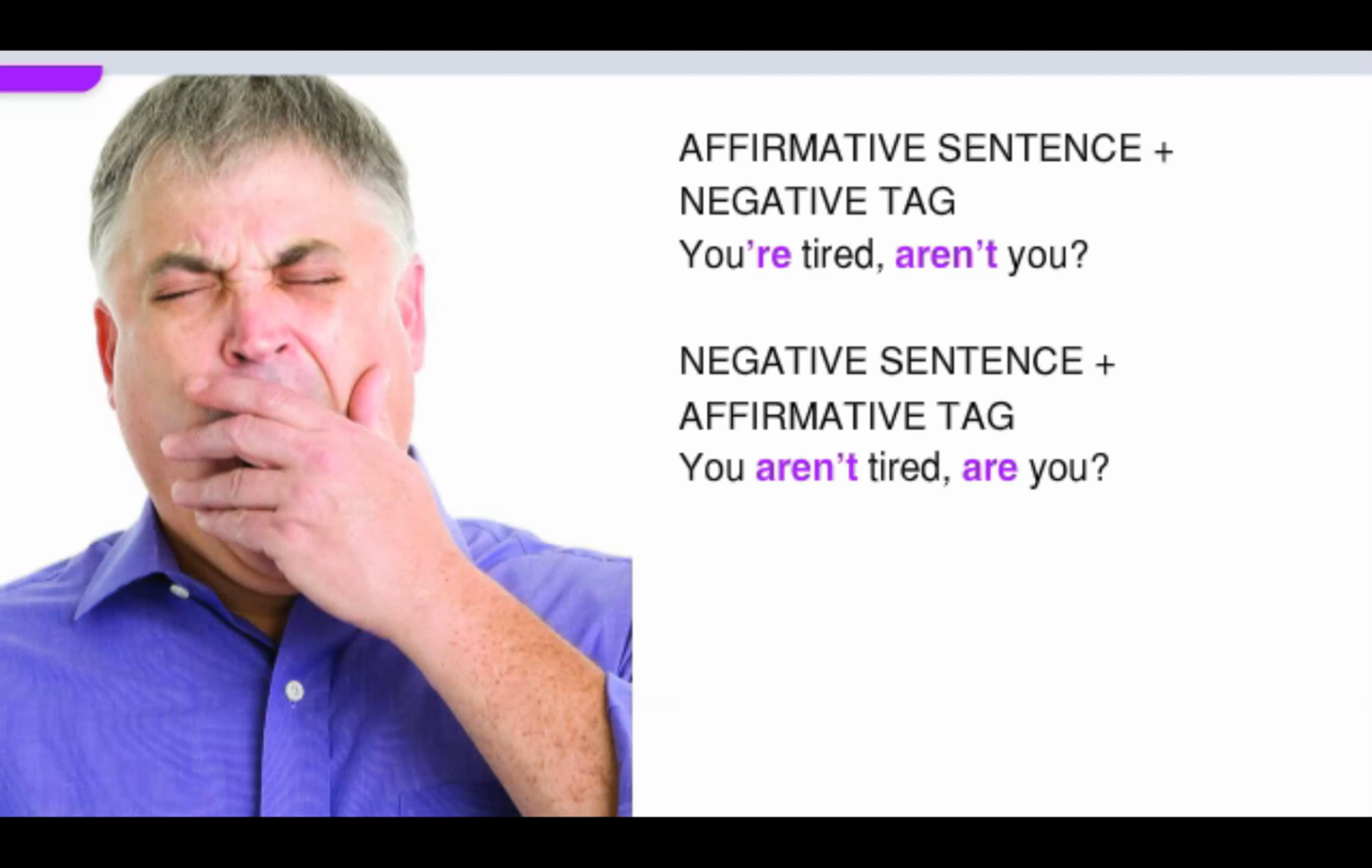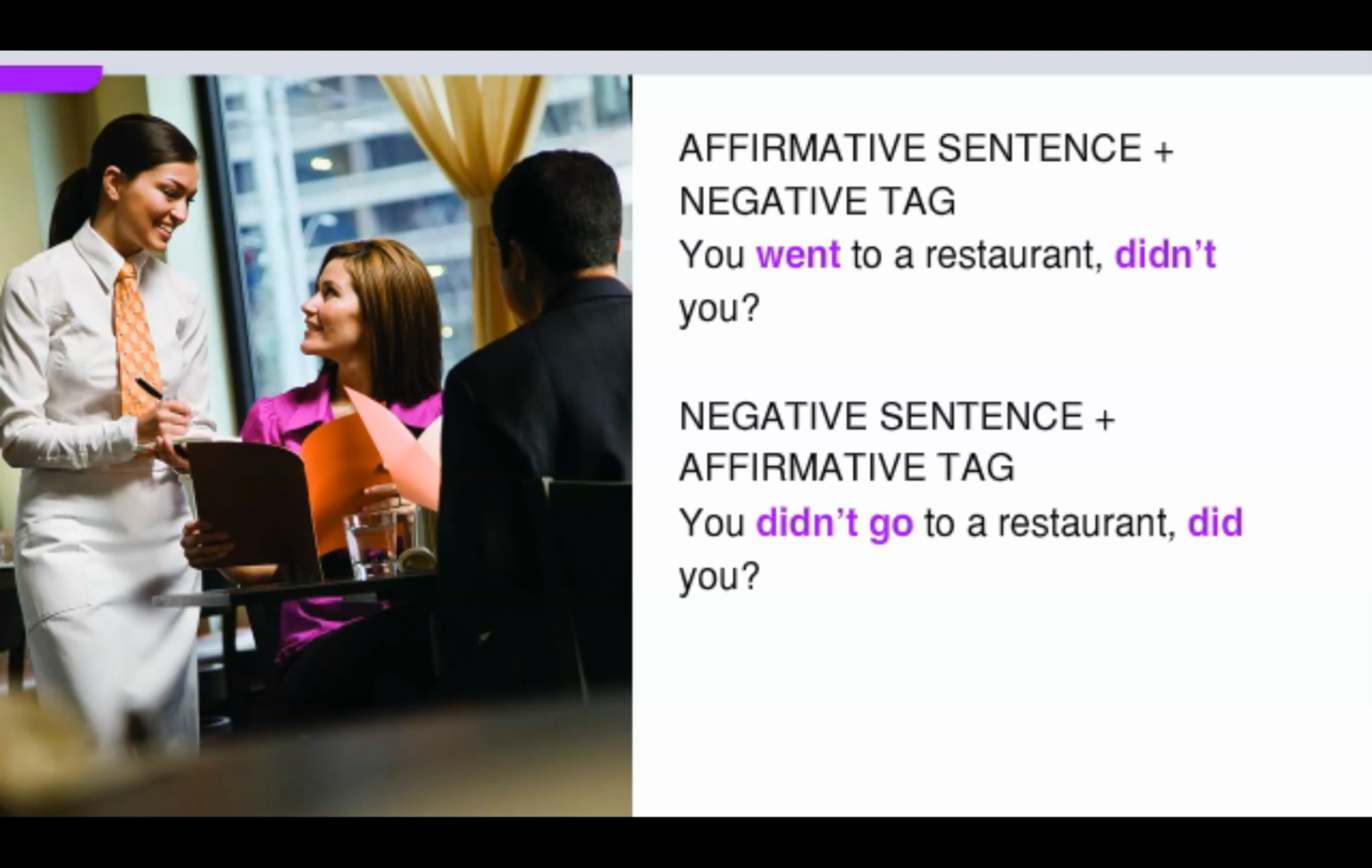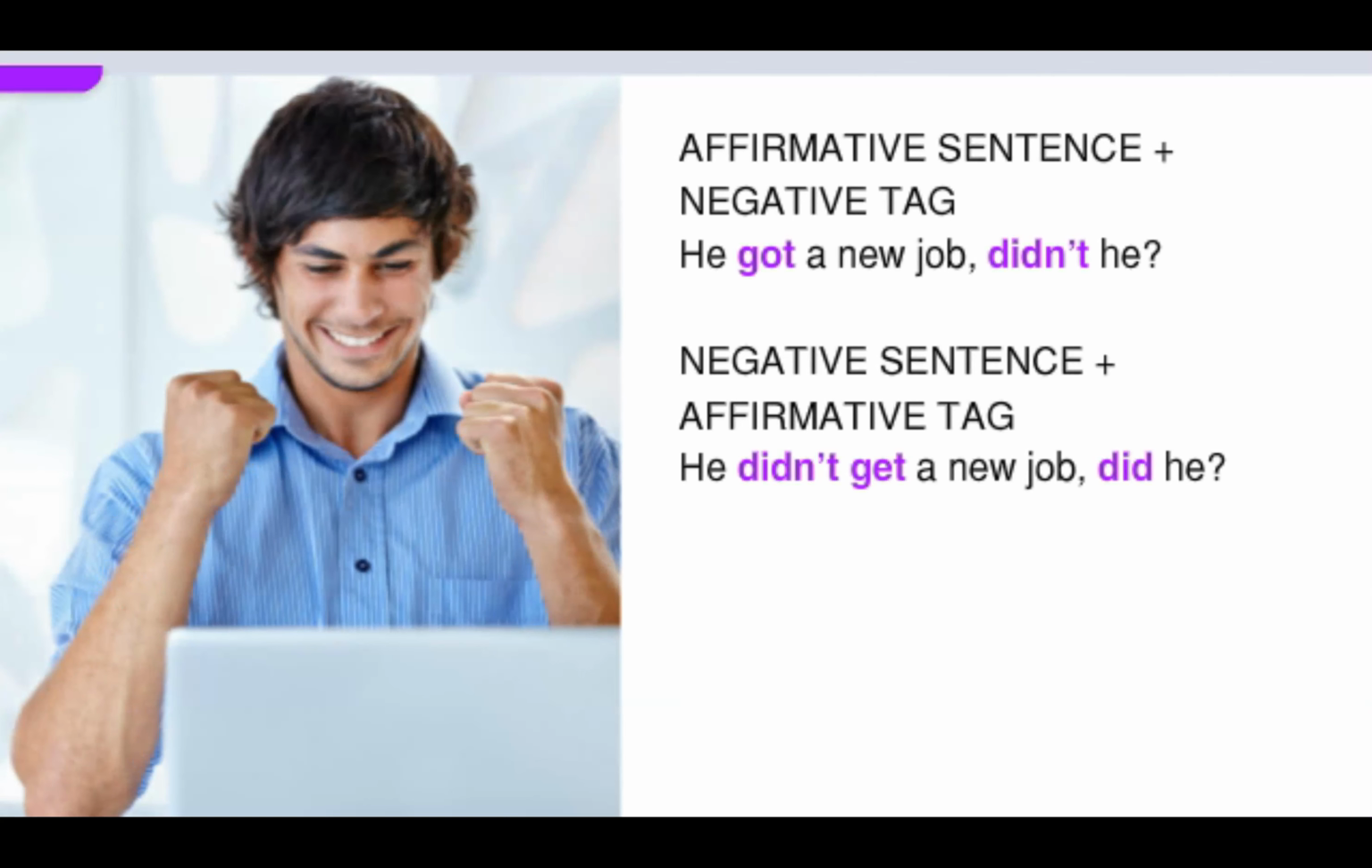Affirmative sentence and negative tag. You're tired, aren't you? Negative sentence and affirmative tag. You aren't tired, are you? Affirmative sentence and negative tag. You went to a restaurant, didn't you? Negative sentence and affirmative tag. You didn't go to a restaurant, did you? Affirmative sentence and negative tag. He got a new job, didn't he? Negative sentence and affirmative tag. He didn't get a new job, did he?